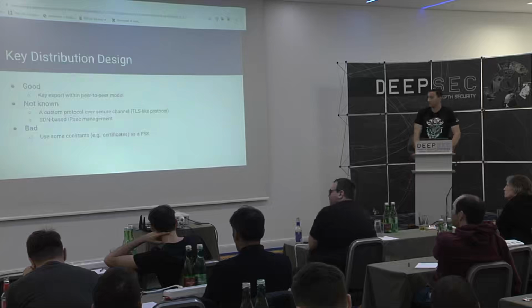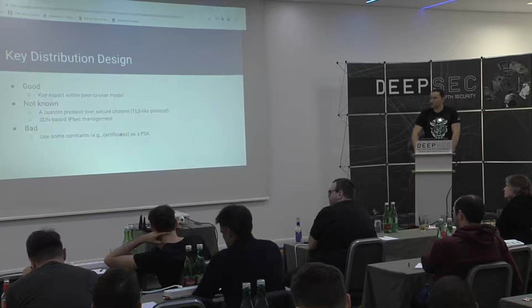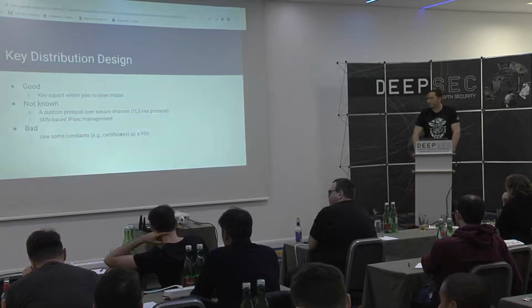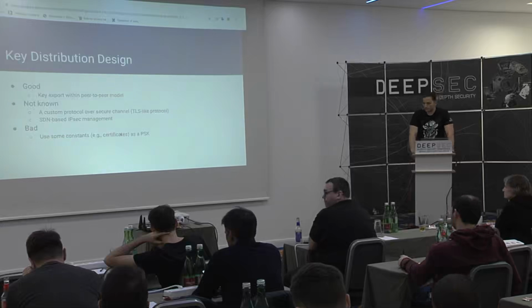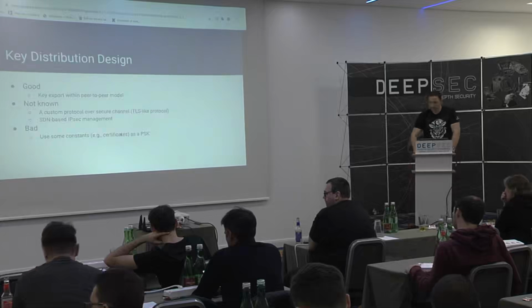So we have three kinds of mechanisms: formally proved key export within the peer-to-peer model; some bad mechanisms that use different constants like certificates as pre-shared keys and so on; and some methods like SDN-based IPsec management or custom protocols like in some vendor products, where the security level is not known.